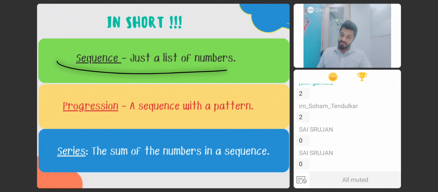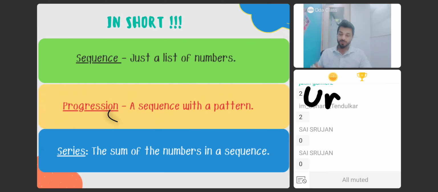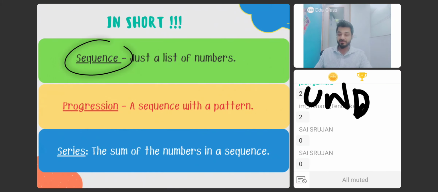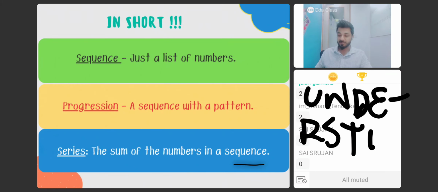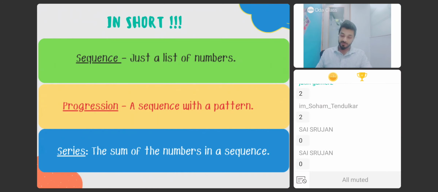A sequence is just a list of numbers. Progression is a sequence with a pattern. So progression is like the next level thing. A sequence is like a baby. Progression is like pro. Series means the sum of the numbers in a sequence. That's it. Take a screenshot of this slide. It will really help you in recalling the definitions of sequence, progression, and series, or the difference between them.